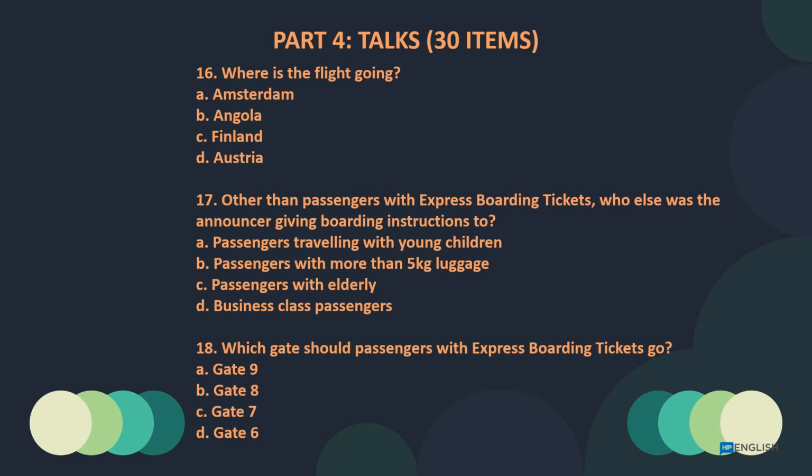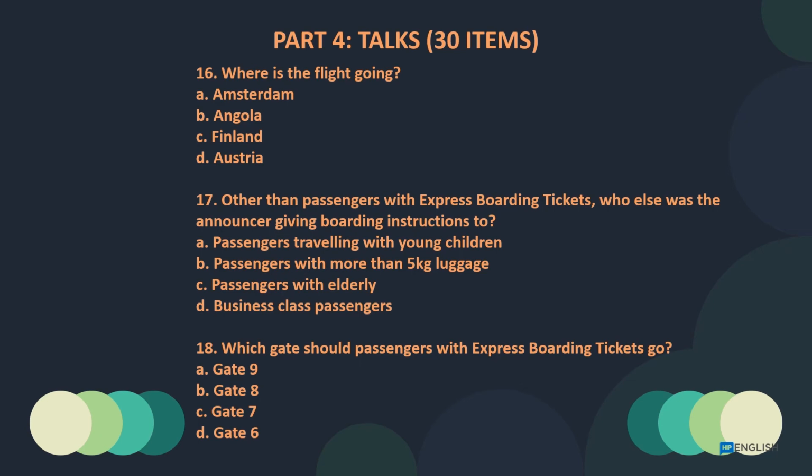KL1050. Will all passengers with express boarding tickets and passengers travelling with young children please go to gate 6 for boarding. That's all passengers with express boarding tickets and passengers travelling with young children go to gate 6 for boarding. Thank you. Question number 16. Where is the flight going?